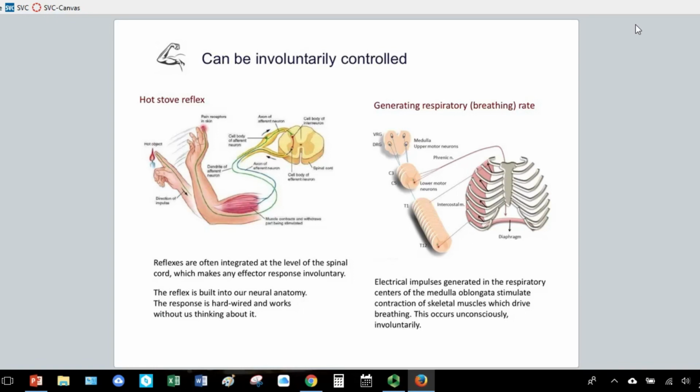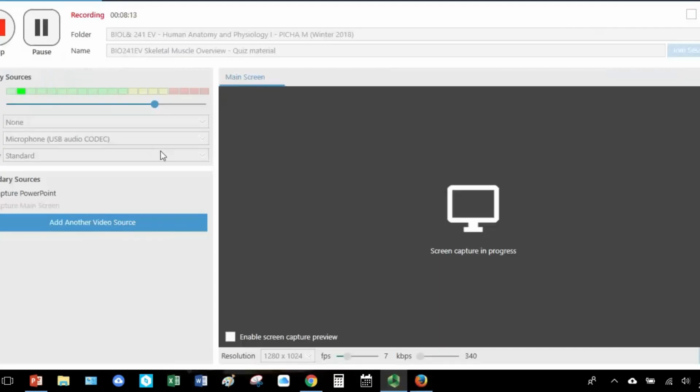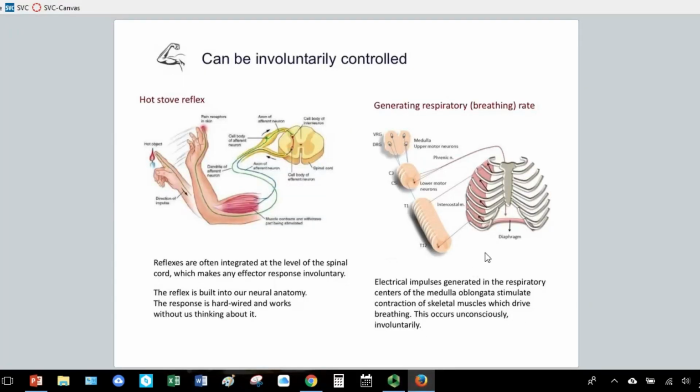Skeletal muscles, as we'll find out, for the most part are voluntarily controlled. However, they can be involuntarily controlled. And these are a couple examples where that's the case. And here are a couple examples of involuntary control of skeletal muscles. One of these is involved in reflexes. Okay, and this is the hot stove reflex here.